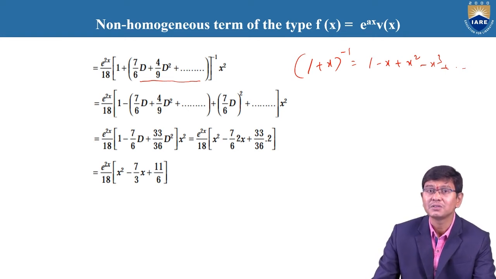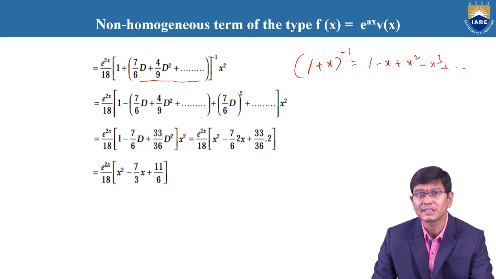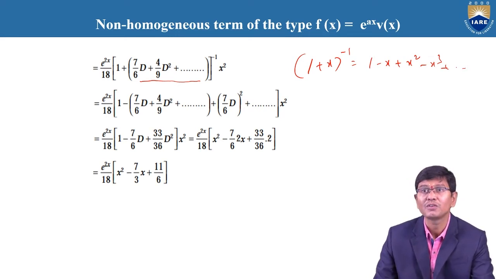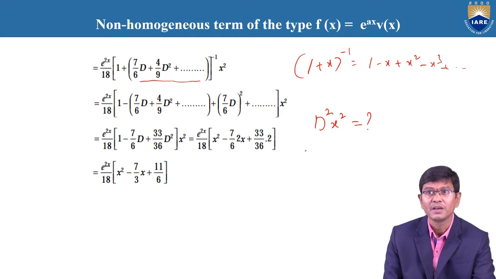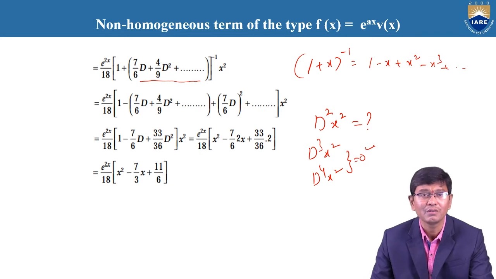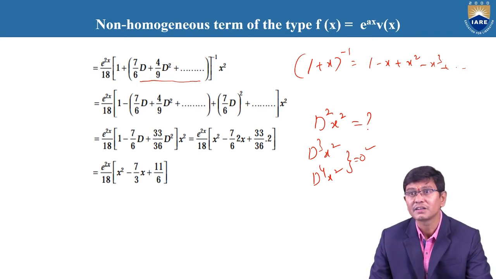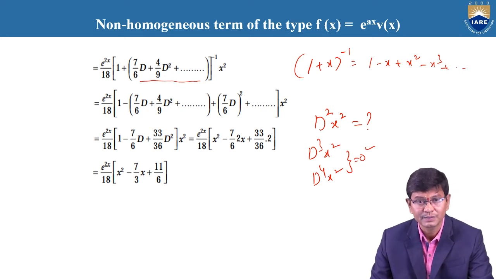And here also, once again we need to remember the order of that polynomial, that x is a square. Therefore, in the expansion only D square of x square is required. D cube into x square and D power 4 into x square, all these values are 0, because more than the second order is not applicable. Therefore, we neglect the cubic order and also the fourth order.